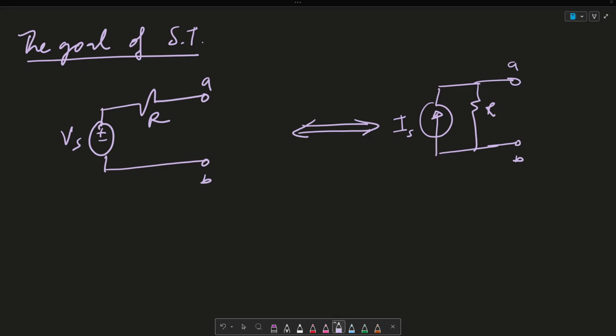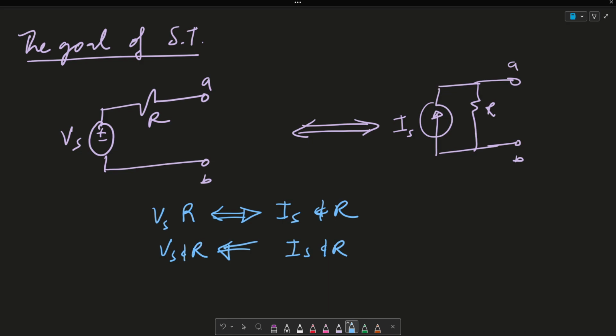As a simpler way of saying this, if you give me Vs and R, I want to map this to an Is and R. And if you give me Is and an R, I want to map it to a Vs and an R. The way we do this is by looking at the Thevenin resistance, the Thevenin voltage and the Norton current of these circuits.